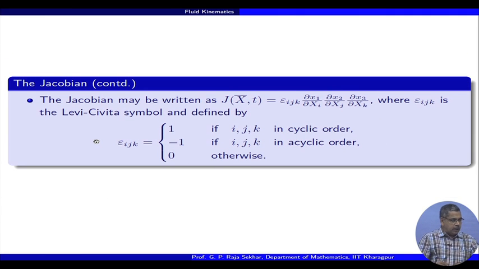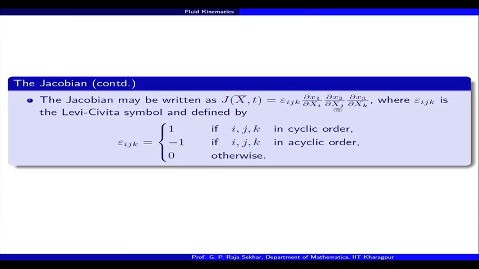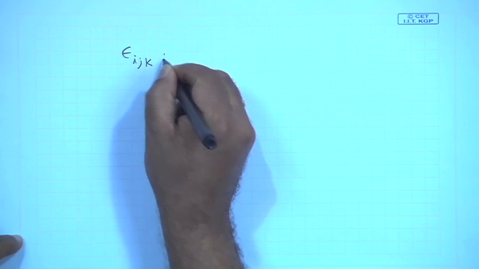So, this can be expressed in a compact form. This is the summation notation. Maybe in some exercise I will include a few problems on summation notation, so that you can comfortably follow. This Jacobian can be expressed in this form, where epsilon ijk is the Levi-Civita symbol, and the definition is hinted here. This is 1 if ijk is in cyclic order, minus 1 if acyclic, 0 otherwise. So, what does it mean? You consider epsilon ijk.